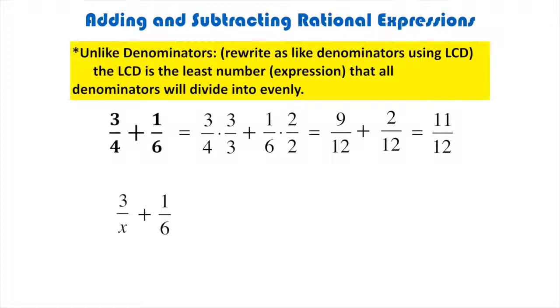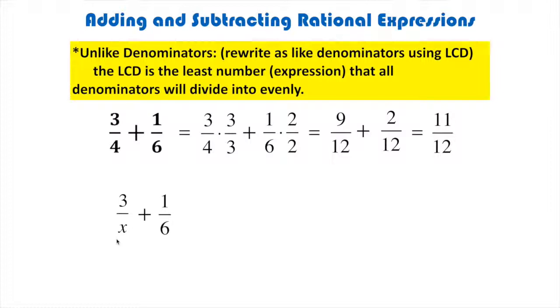Now let's bring in our rational expressions here. These are really, really similar. The only difference is now we have an x here. So the first thing is to find out what the lowest common denominator is. In this one we've got an x on one and a 6 on the other, so it's very difficult.